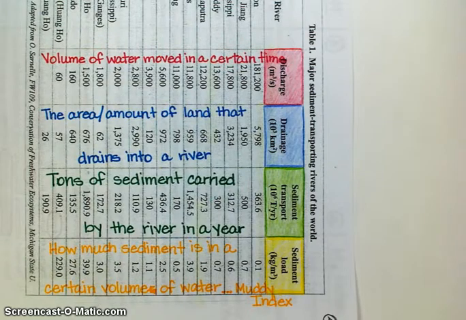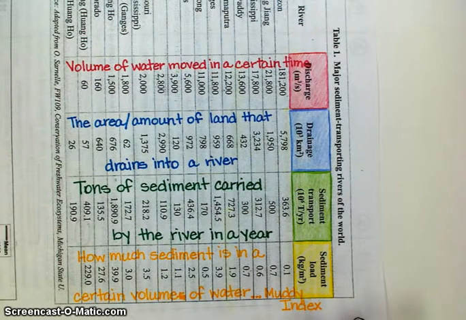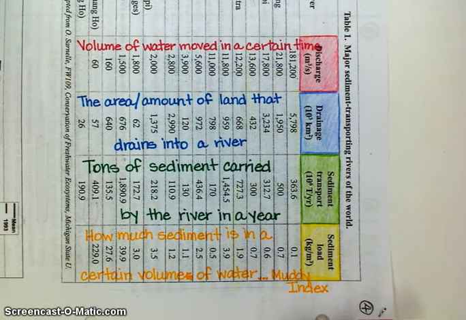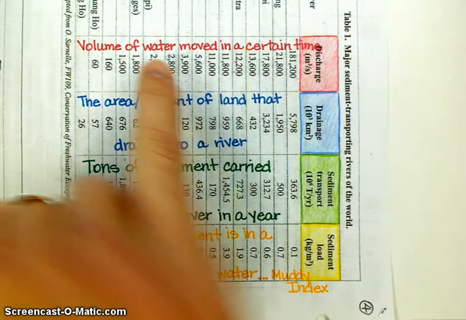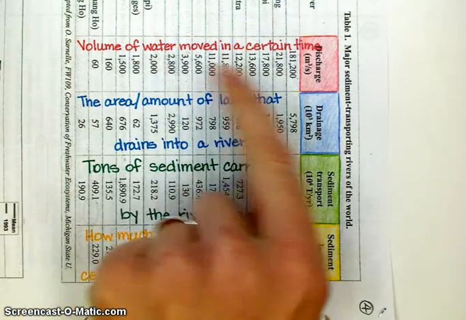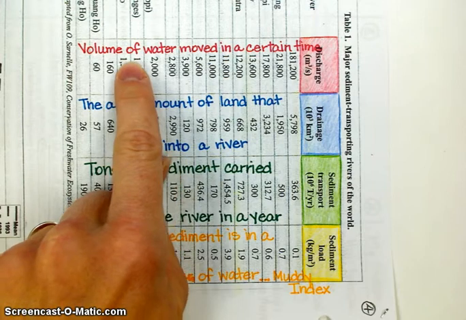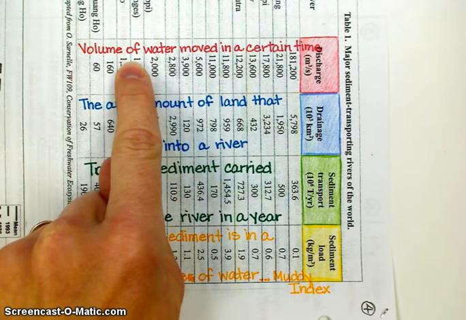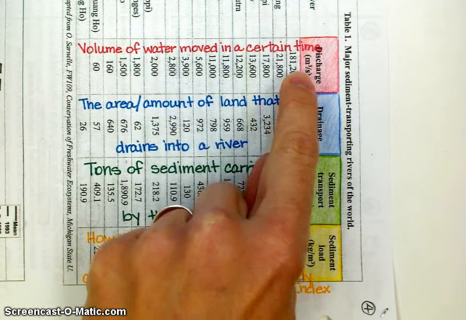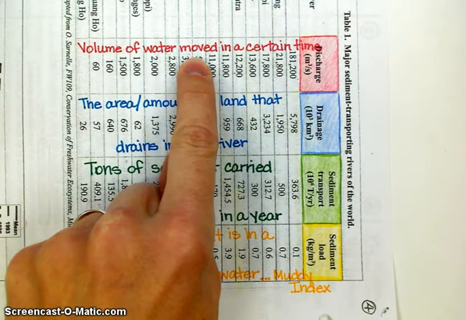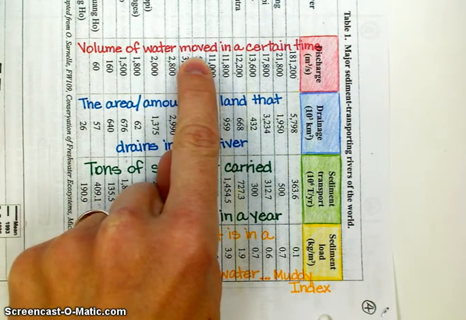Okay, so you all know me, I'm a color coding kind of person. So this first column, I turned the table sideways so I could color it. Discharge tells you the volume of water moved in a certain amount of time, like how much water flows past a certain point in a given second, okay? So this tells you how much water is moved, okay?